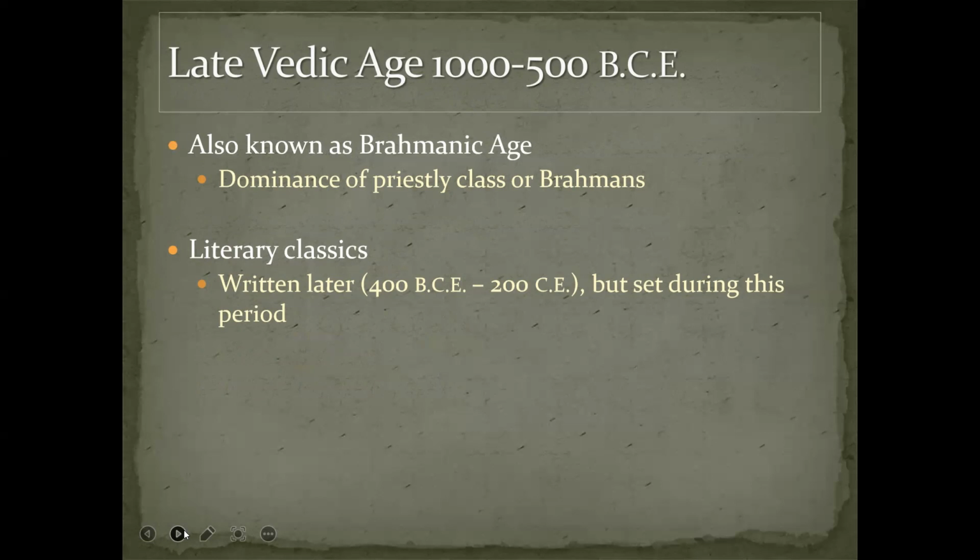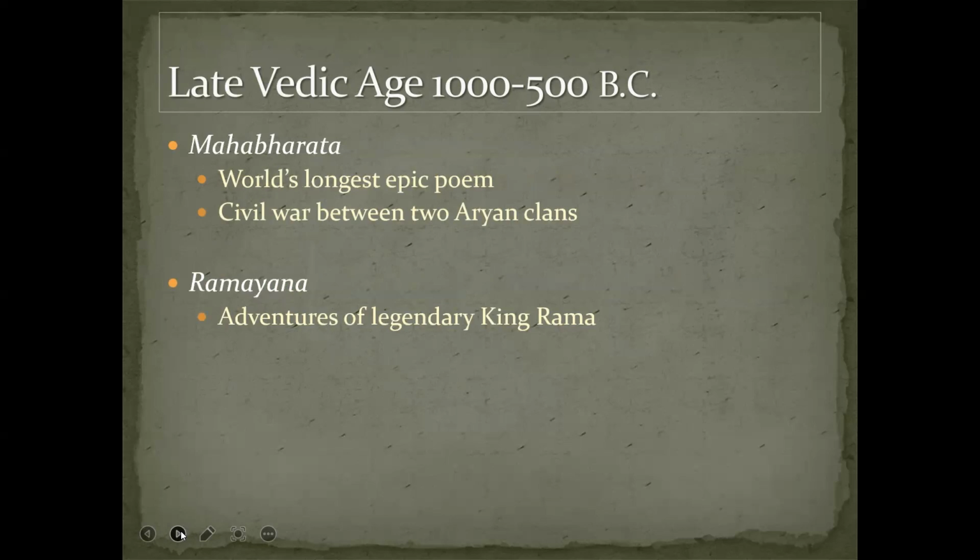On the other hand, in the late Vedic age, you're going to have the dominance of this priestly class, the Brahmin class, which is responsible for those classics. We'll get to this caste system in a moment, the Varna system. But at the very tail end of this period, you have works written probably after 500 BC, about 400 to 200, which portray the lives of Vedic warriors from an earlier period. These two epics are the Mahabharata, which is the world's longest epic poem, and the Ramayana. They both concern kingdoms in the Ganges River Valley.